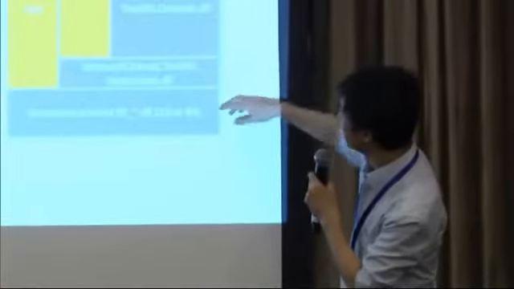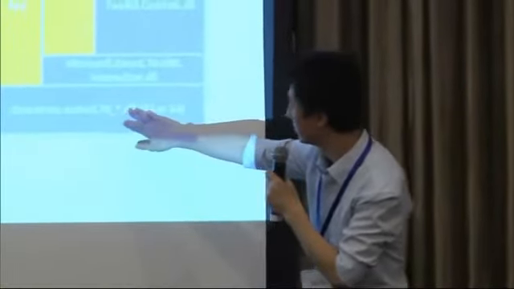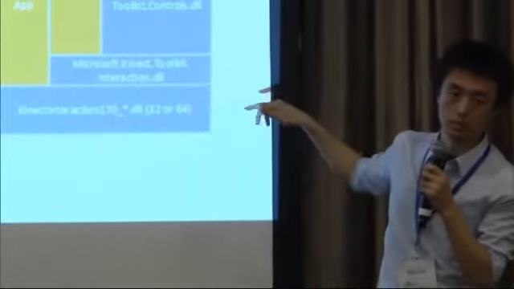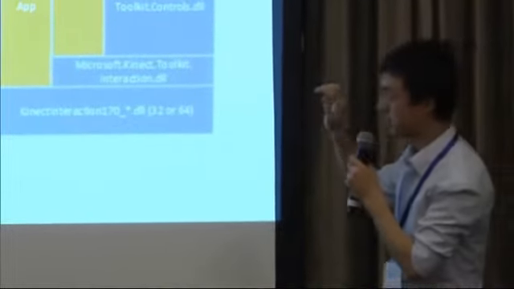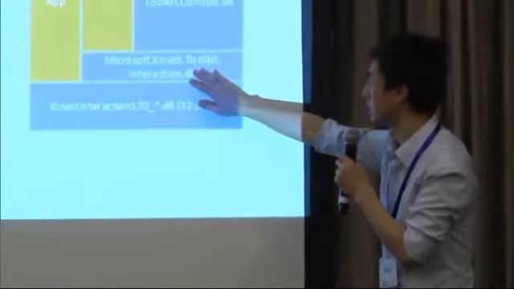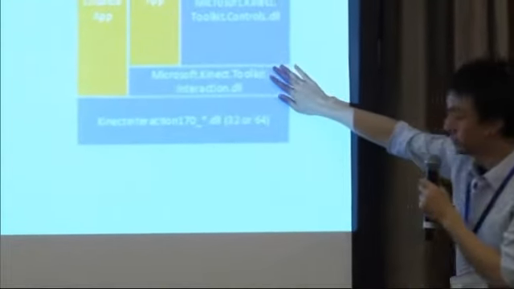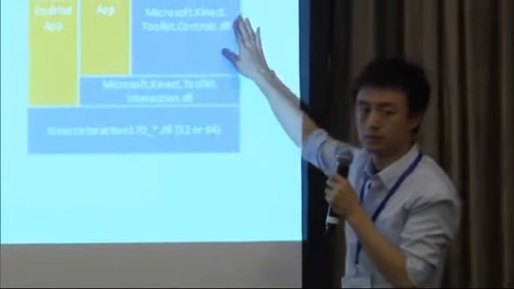Now this picture shows the components included in our interaction library. KinectInteraction170.dll implements all the core logic of our Kinect interaction library. And we have a managed wrapper named Microsoft.Kinect.Toolkit.Interaction.dll. Based on the managed wrapper, we build a control layer. So we provide several basic controls such as button and scroll viewer, with which end users can easily develop a Kinect-enabled app by WPF.